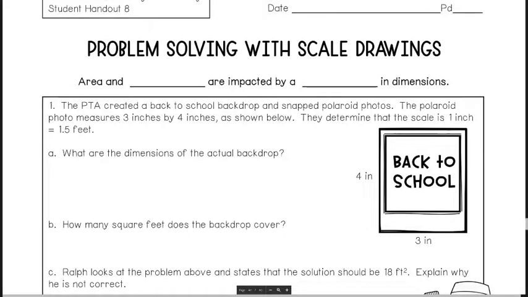Welcome back. Today we're going to go over problem solving with scale drawings. In this one we have several things that we'll need to go through, but it's just kind of a review of what we've been doing.